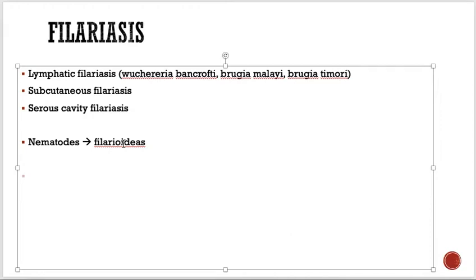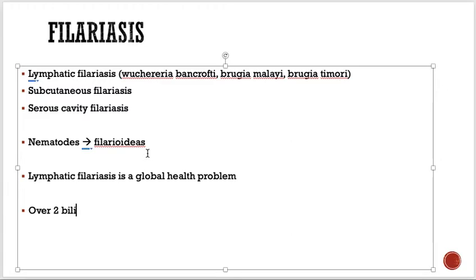I'm focusing my discussion on Bancrofti. Now guys, remember that we are going to discuss lymphatic filariasis. This is a global health problem. It is estimated that right now over 2 billion, which is a lot, more than 30% of the world population, is at risk. I'm not saying they're infected, they are at risk, but 130 million people are infected by this. That gives this condition very much importance.